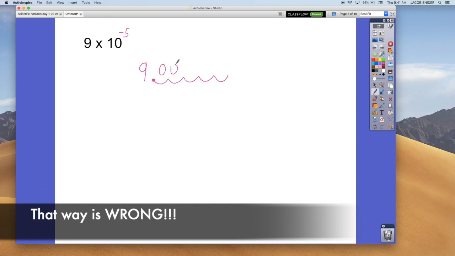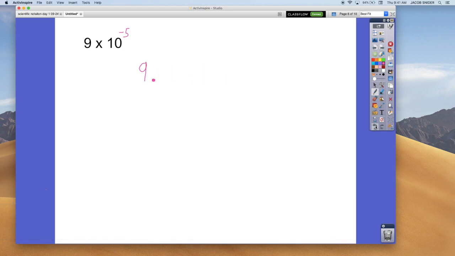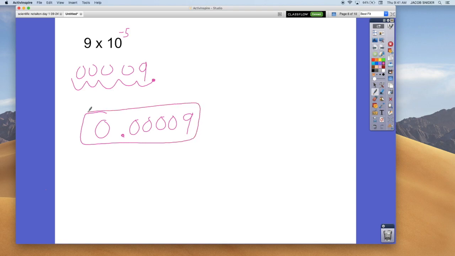I've made a big old fat number. That's not what I want. I want a small number. 900,000 is too big. So we have to make sure we go to the left. 1, 2, 3, 4, 5. Write my new number down. 4 zeros, 9. I can add that 0 in front just to make it better. Okay? All right. Couple more.